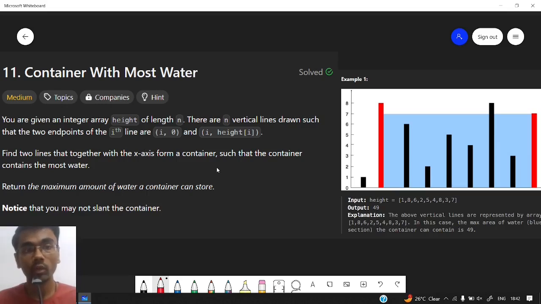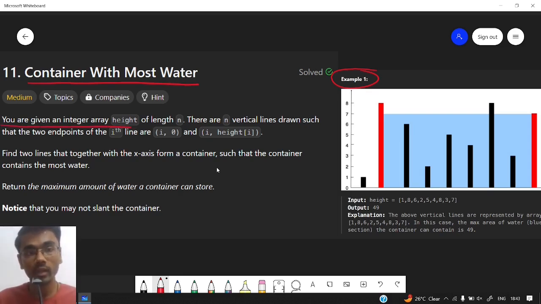Hello everyone, let us solve another LeetCode question, and the question name is Container With Most Water. So let us read the problem first and then we will understand the question with the help of the first example and try to find some solution out of it. So let us read the problem first.